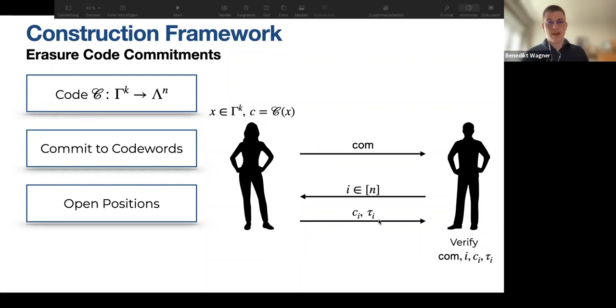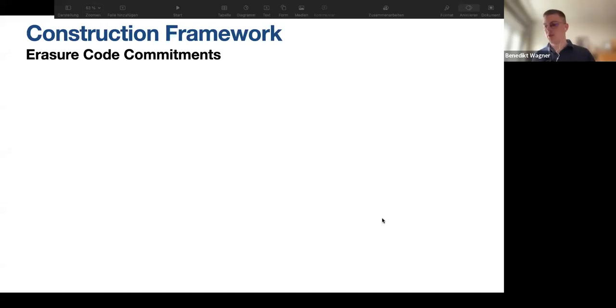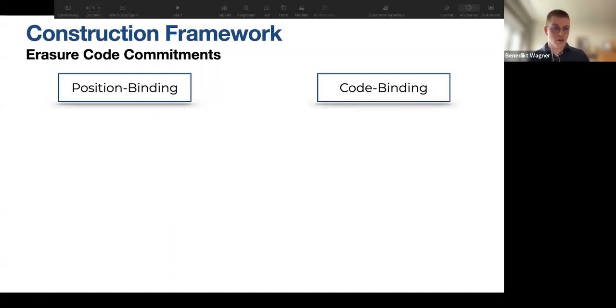So this is just as you would expect, as you have in a polynomial commitment scheme. So you commit to a polynomial and then you get back evaluations along with opening proofs. Okay, so for this kind of commitment, of course, we need some security notions. And for a commitment scheme, you typically consider hiding and binding. We are not caring about privacy, so we only consider binding notions here.